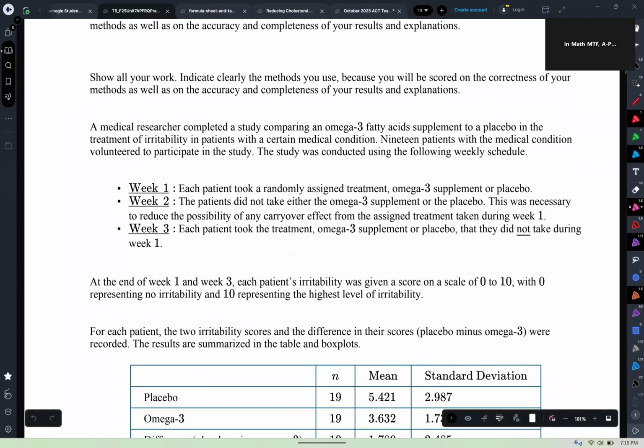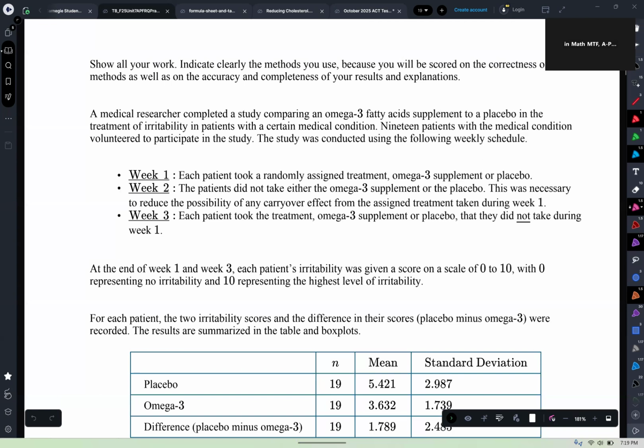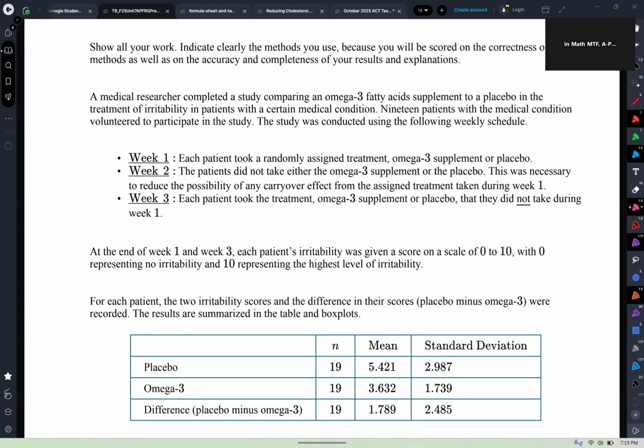19 patients with a medical condition volunteered to participate in the study, and they did it this way. Each patient took a randomly assigned treatment, omega-3 or placebo. That was week one. They did not take either the omega-3 or the placebo during week two. This is necessary to reduce the possibility of carryover effects. And then each patient took the treatment that they did not take during week one.